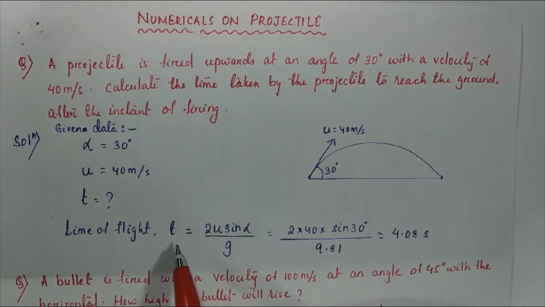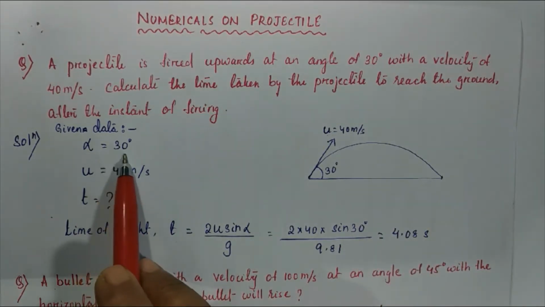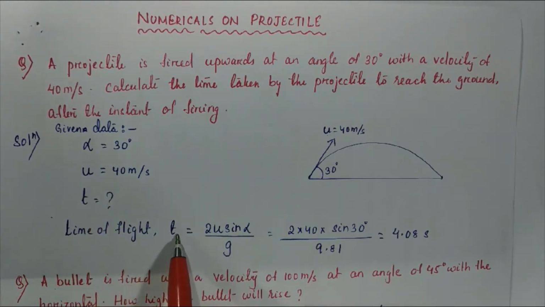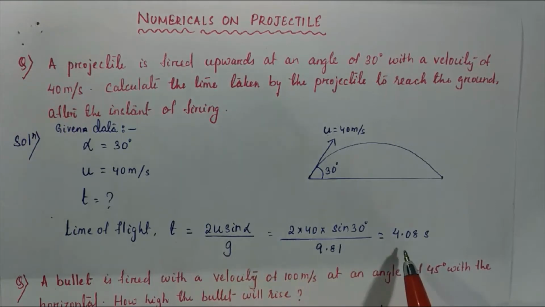So that is T. Alpha is equal to 30 degrees, which is given in the question, u equal to 40 meter per second. Time of flight we have to calculate. So time of flight is equal to 2u sin alpha by g. u is 40, alpha is 30 degrees, and the value of g is the standard value, 9.81. After solving this, we get the final value of the time of flight, that is 4.08 seconds.